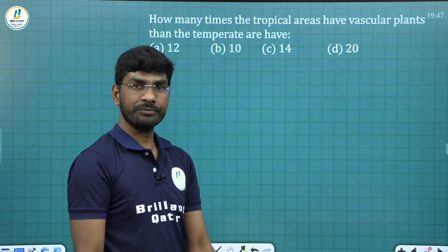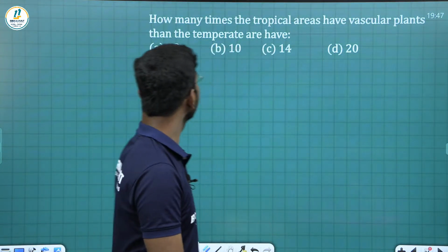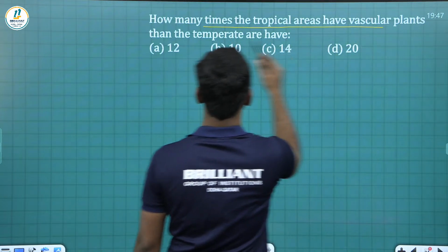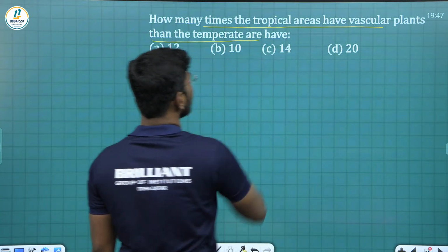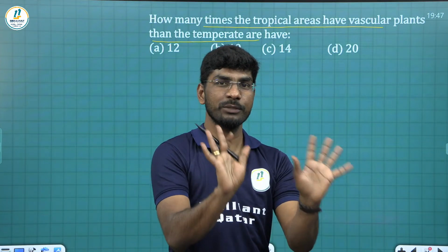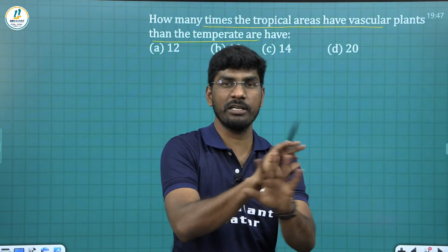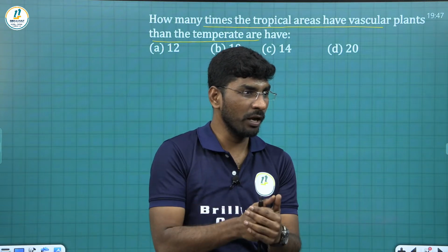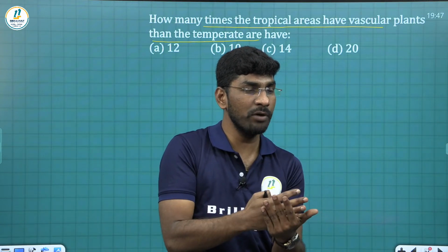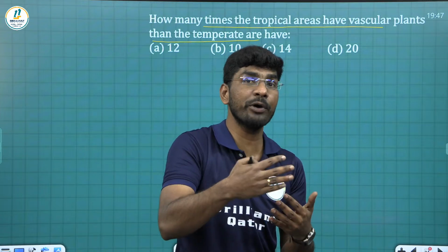What about this question? How many times do tropical areas have more vascular plants than the temperate? If you give the answer to this one, then in the biodiversity chapter you are properly revising line by line. How many of you remember this one?